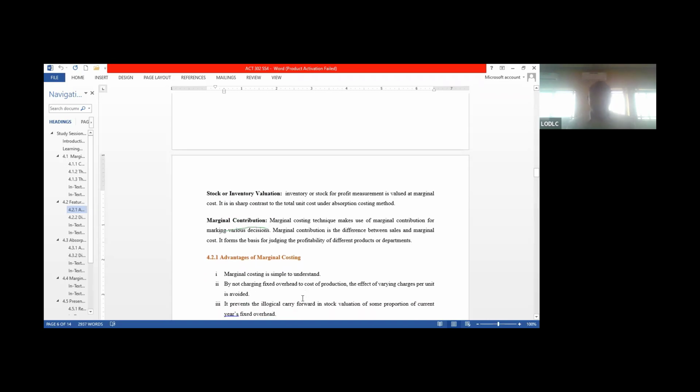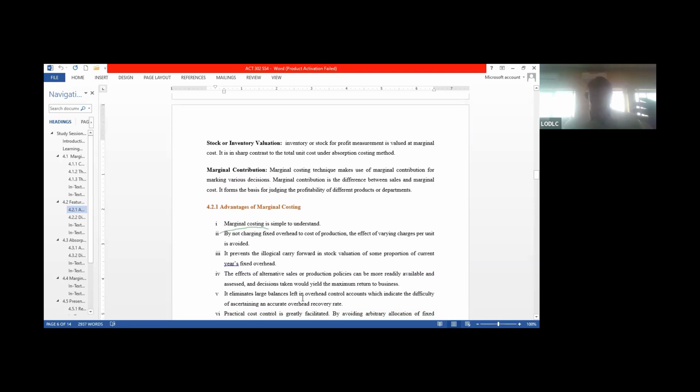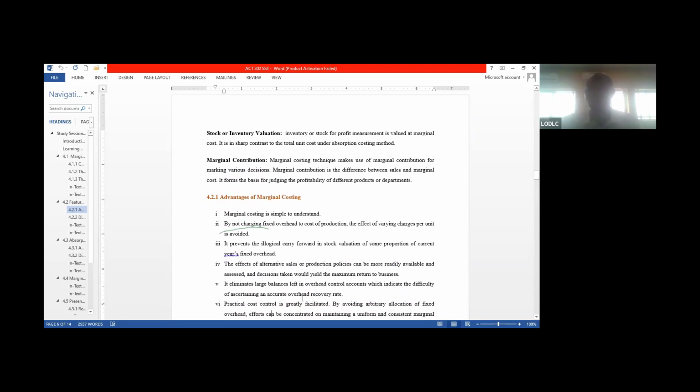So the third one is marginal contribution. Marginal costing techniques make use of marginal contribution for making various decisions. Marginal contribution is the difference between the sales and marginal cost. It forms the basis for judging the profitability of different products or departments. So those are the features of marginal costing. So let us look at the advantages and disadvantages of marginal costing.